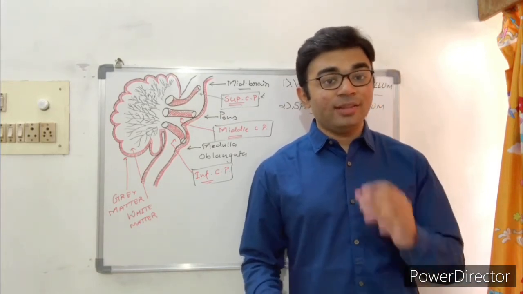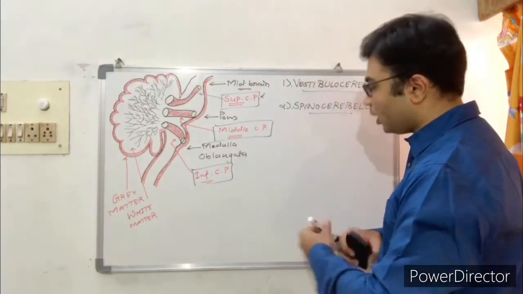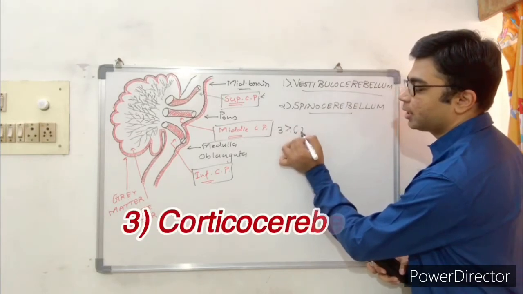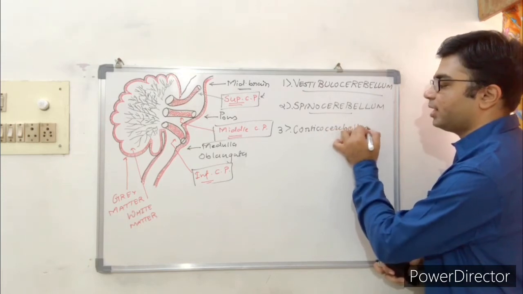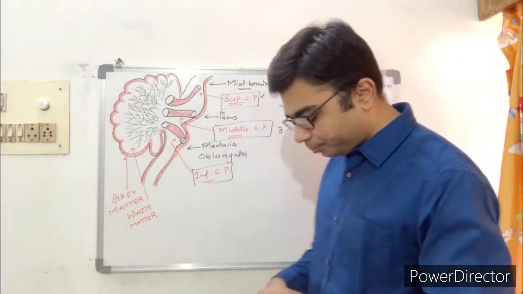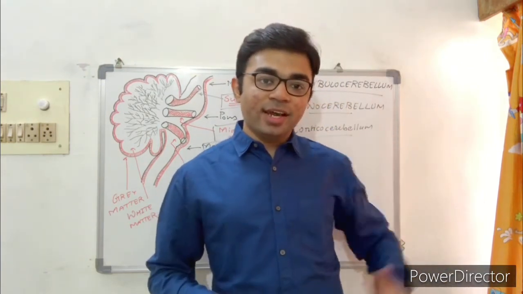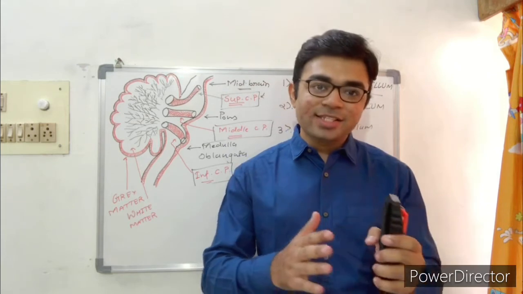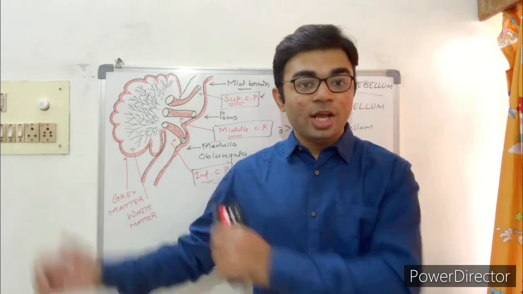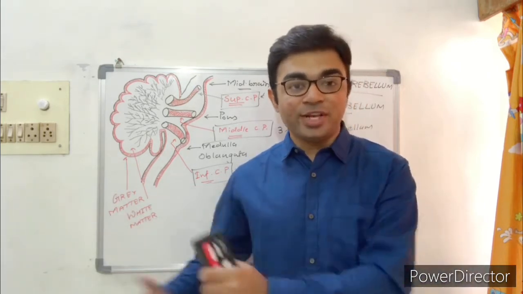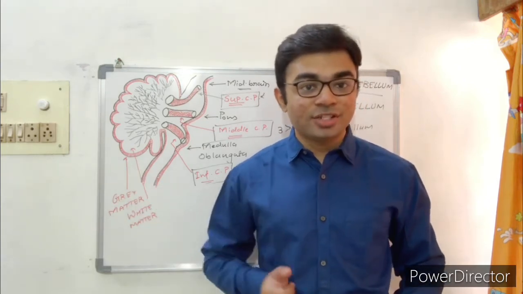Now comes the third and the most important and my favorite portion, that is the corticocerebellum. From its name we can conclude that it has some connections with the cerebral cortex. That's why I call it the corticocerebellum. It has a connection with the cerebral cortex, but it has many functions.